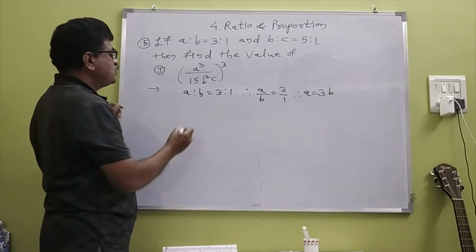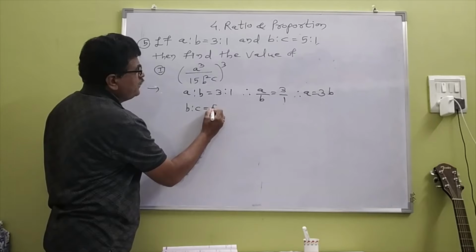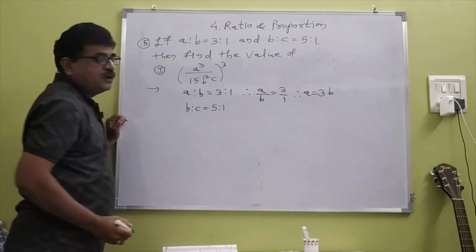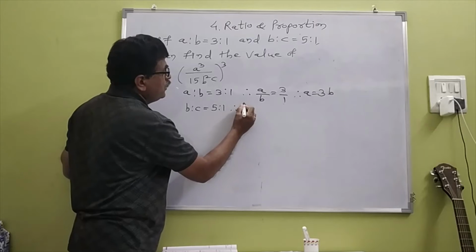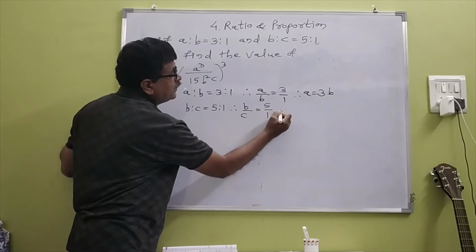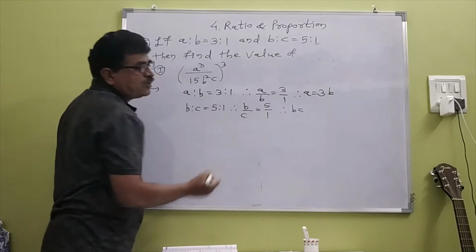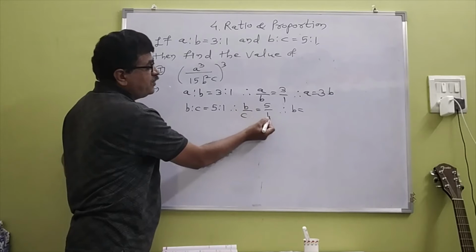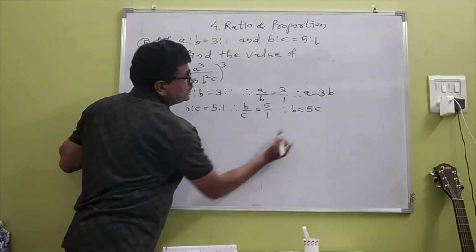Next, B is to C is equal to 5 is to 1. Therefore, B upon C is equal to 5 upon 1. Therefore, value of B is equal to, taking cross multiplication, B into 1 is B is equal to 5C.